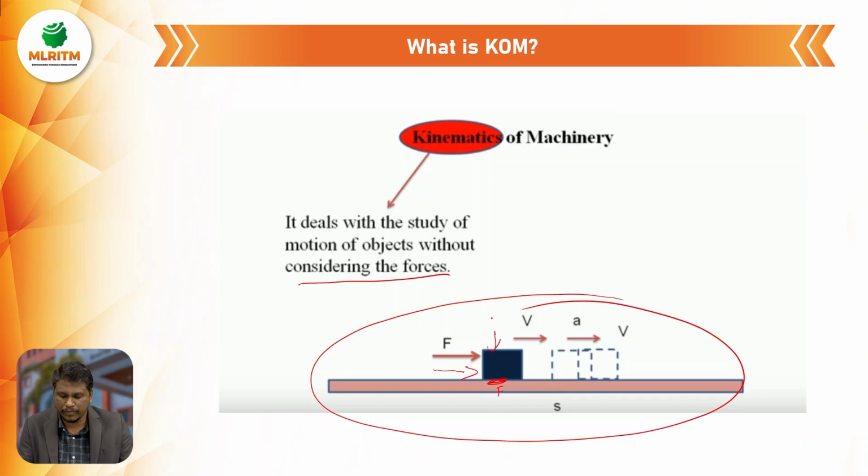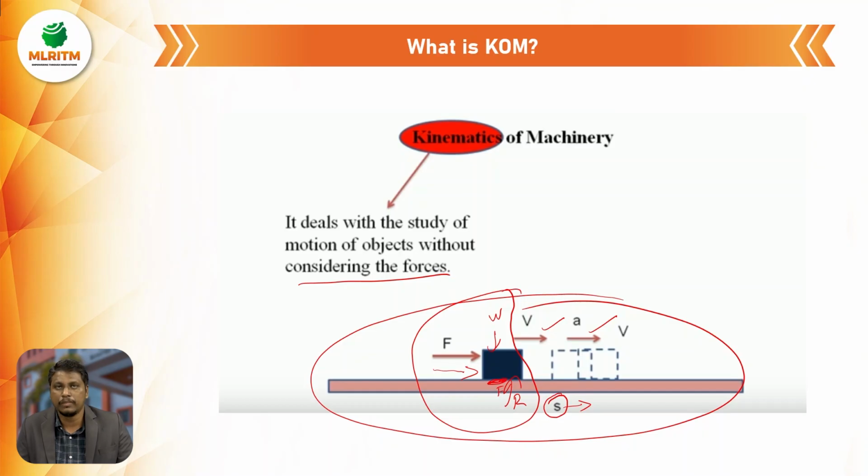Again the body weight W will be there. Again the reaction force will be there. These forces will all be there when you are moving a body from one place to another. But here we are not going to consider all these related forces. We are only going to consider, when the object is moving, how the velocity will be transformed, how much acceleration is happening, and how much distance it has to move. These three topics only we are going to consider in the kinematics of machinery subject.